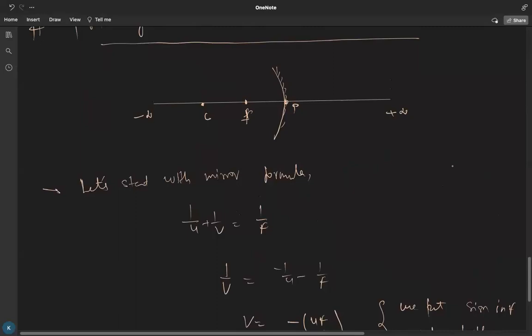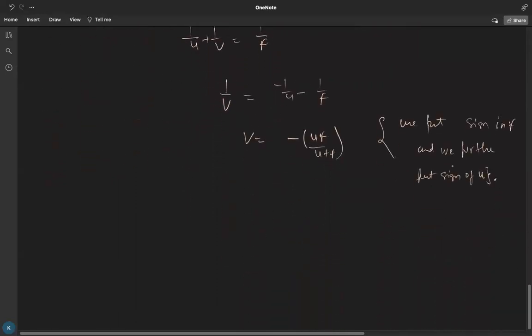Now let's talk about the real object, the real image and the virtual object. So now start the things. The first thing is for a real object. Whenever I'm talking about the real object, what does it mean? It means that the incident ray of light has a visible intersection point, or the real intersection, right?